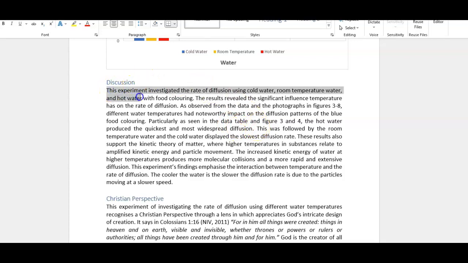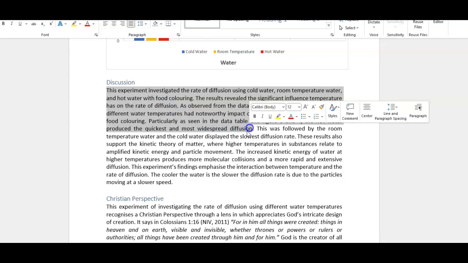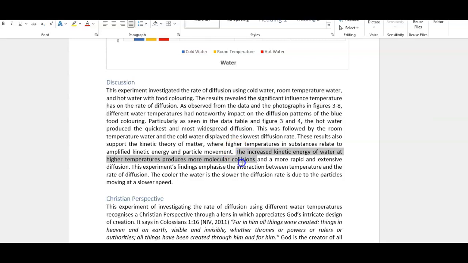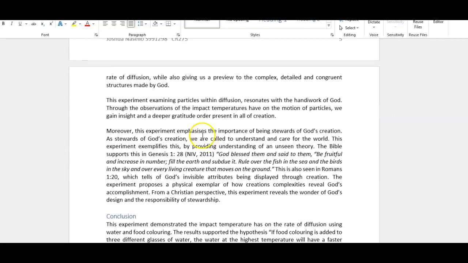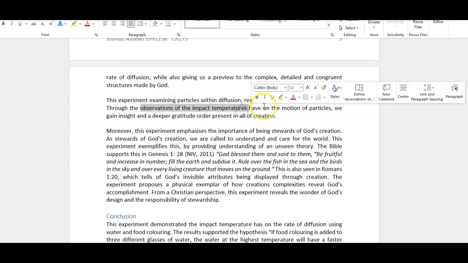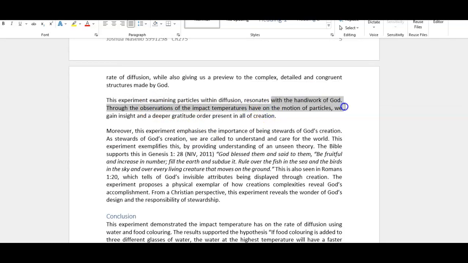So this starts talking about the data. Okay, and here is explaining why and connecting it to the theory, and perhaps it should have been a separate paragraph. A Christian perspective is added on that, and it talks about this just illuminating some of God's incredible creation, and so on. It resonates, as I say, the handiwork of God.